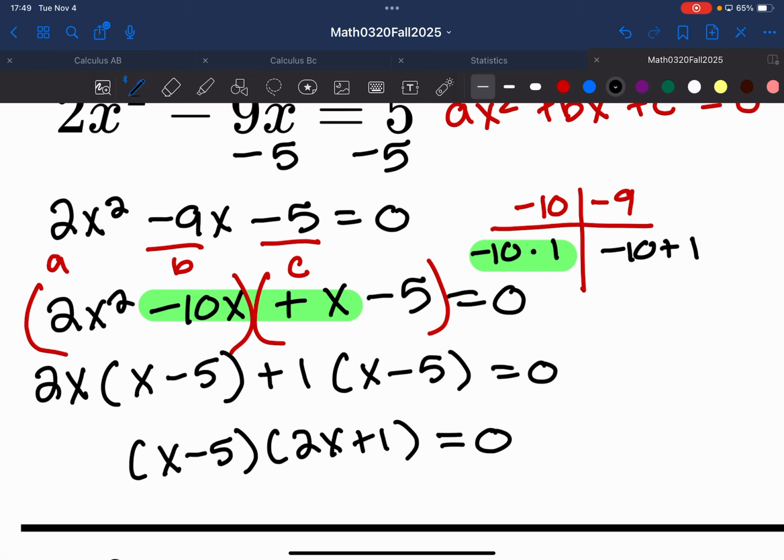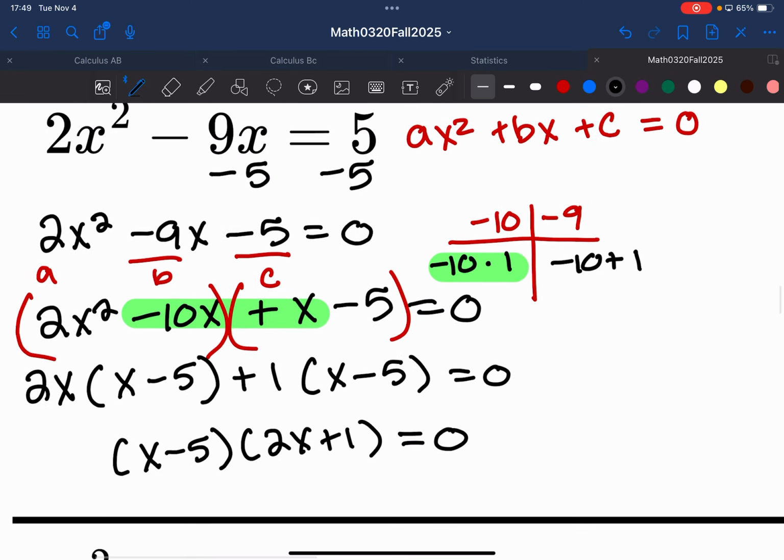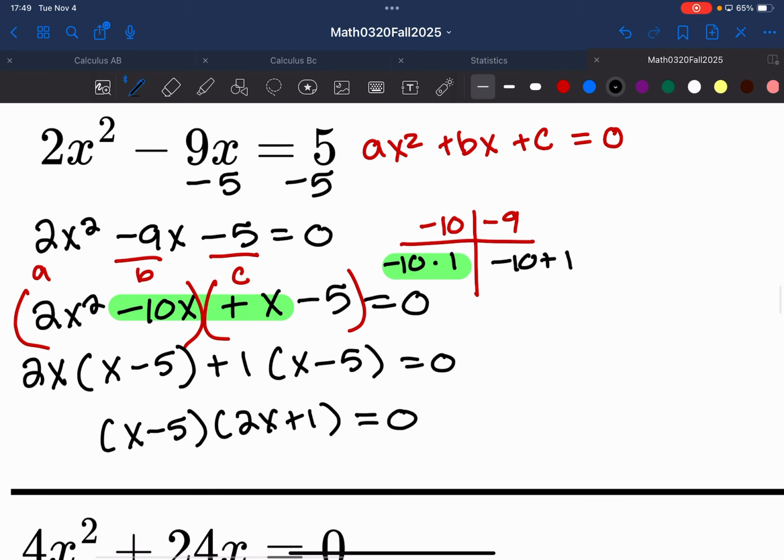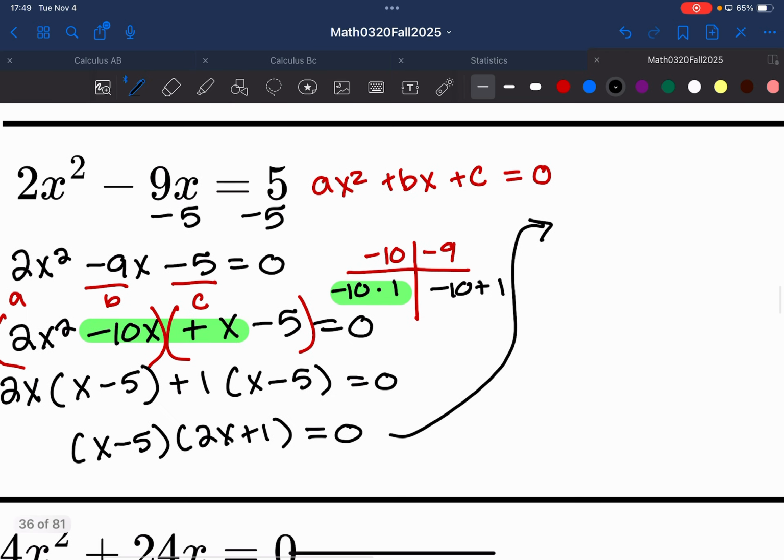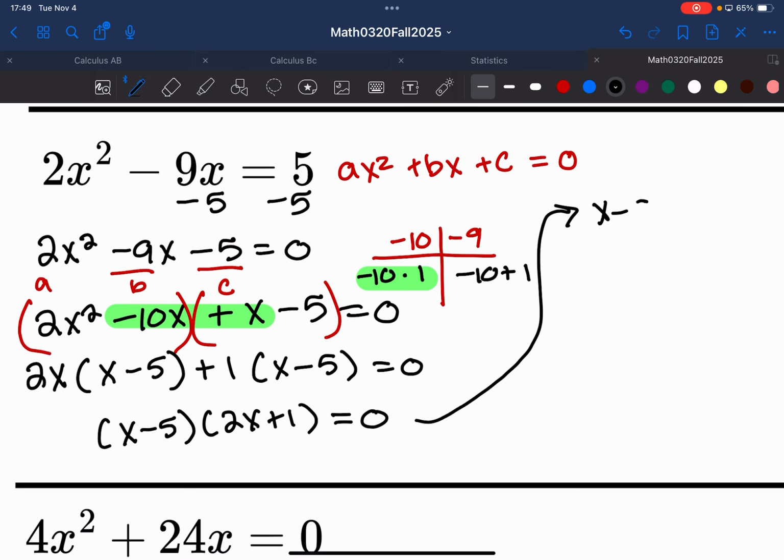Okay, so on the previous notes, we stopped there. We did not continue and solve, but here we're going to solve because we have that equal to 0. So that means I'm going to carry on over here. x minus 5 equals 0, so I'm going to do that one first. So what am I going to do with that minus 5? Good, add it over, so x is equal to 5.